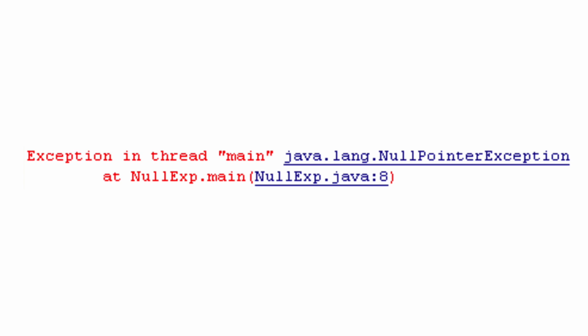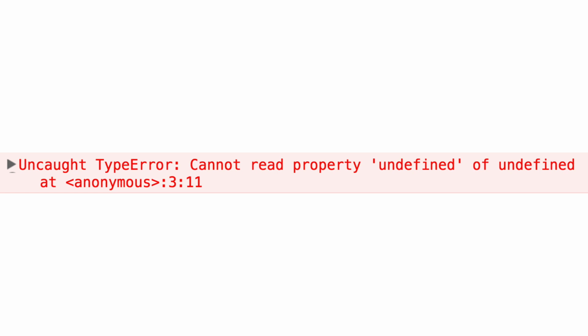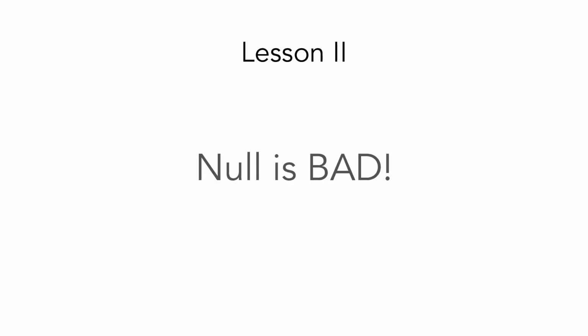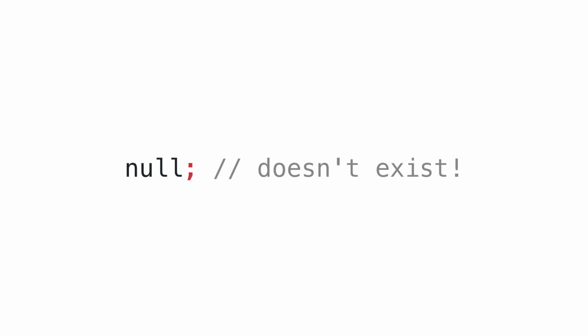Thank you, Tony. So there are 2 lessons to take away from this. Really, don't implement anything just because it's easy. This is really important. And the second one, null is really bad. So how can we let Tony sleep again? Because he probably has nightmares from null. Let's just use Reason or OCaml, because null doesn't exist there. Woo!